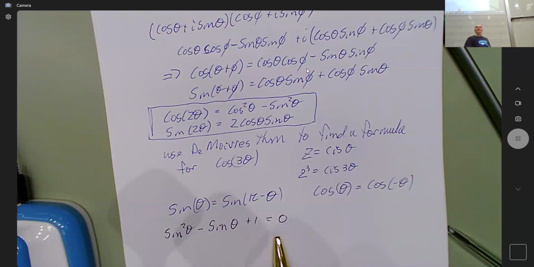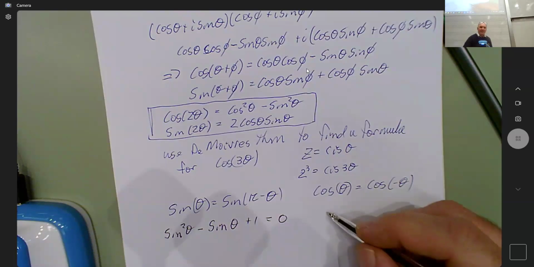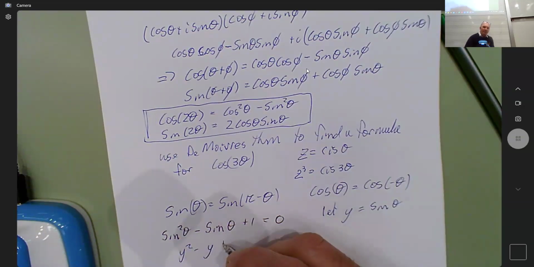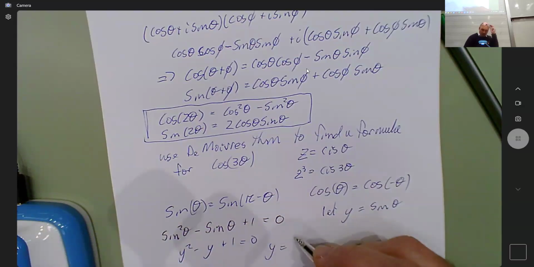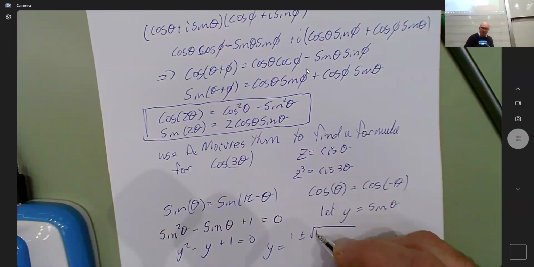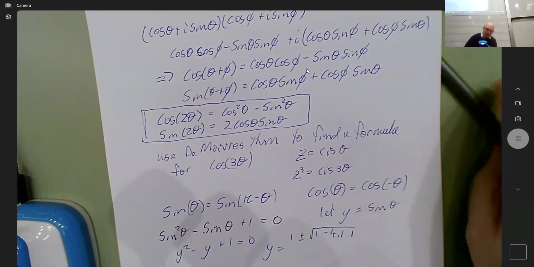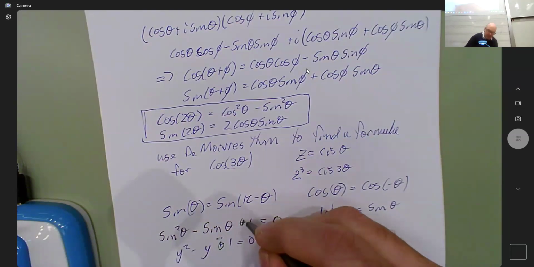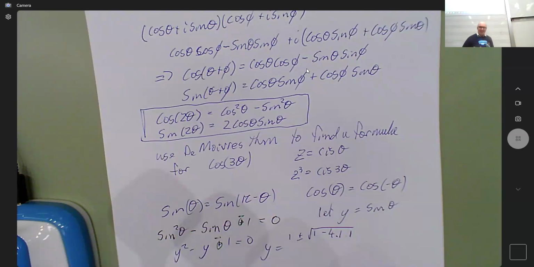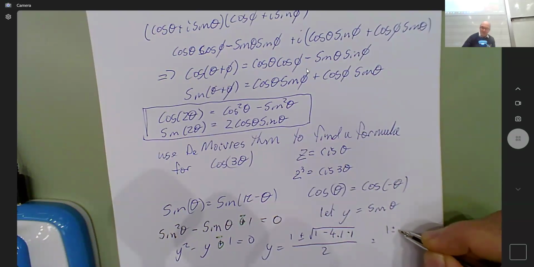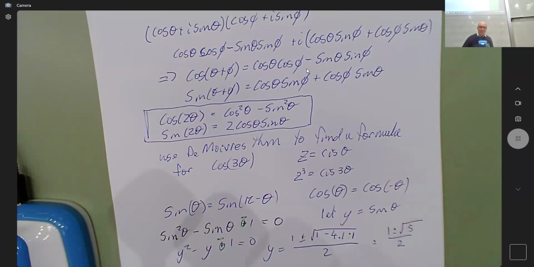This is a quadratic in sine theta. So if I say let y equal sine theta, this is y squared minus y plus 1 is equal to 0. And so y is equal to 1 plus or minus the square root of 1 minus 4 times 1 times 1. You know what? I don't really want to do that. So we're going to change that, so that I can make this minus 1 here. All right, because that's just going to allow me to do this. So I'm going to get 1 plus or minus square root of 5 on 2.